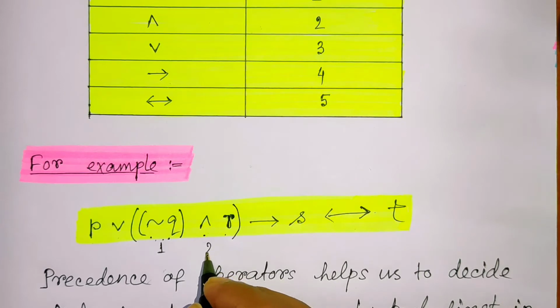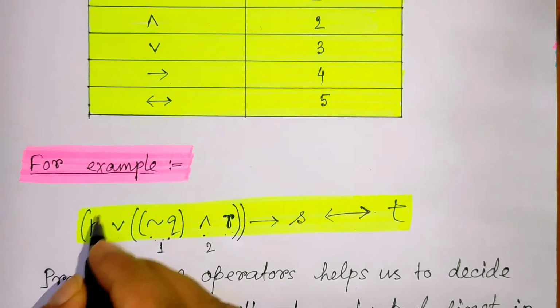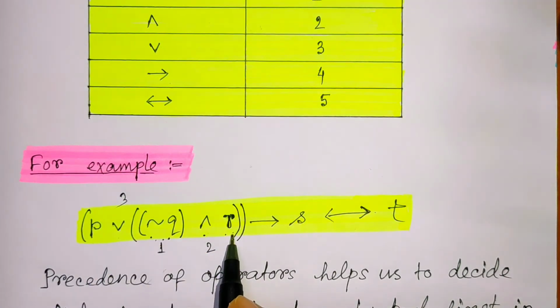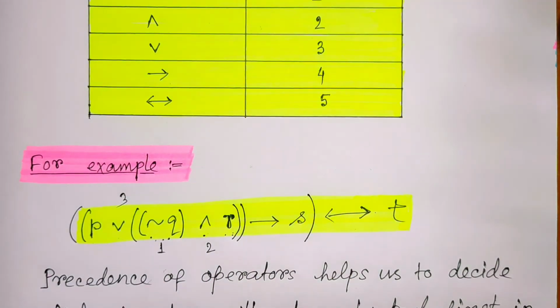After that, in the second preference, we should do this operation. After completion of this one, we should do this third one. This is the third operation. After that, we should do this one. After completing this truth table, we should now do this implication sign, that means this implication part, and after completion of this one, we should do the entire remaining part. So this is the order of solving this particular compound proposition. Precedence of operators helps us decide which operator will be evaluated first in a complicated looking compound proposition.